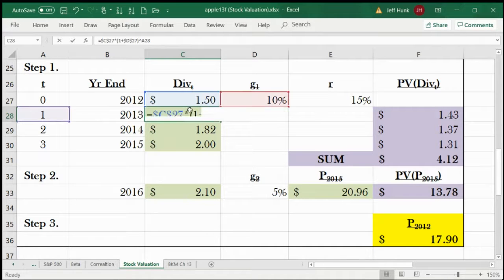How did I do that? Of course, making just a 1-year forecast by 1-year compounding, right? So what I did was C27 is this, right? I lock it because I'm going to drag it down, and then D27 is the growth rate. I lock it, so I can drag it down, and then raise to the time's digit, right? And then I drag it down. It generates the dividends for the next 3 years.